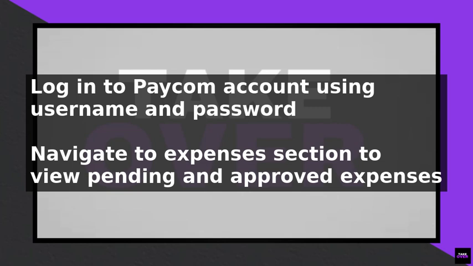Next, click on the Create Expense button to start a new expense report. Select the date and category of the expense, and enter a brief description of the purchase. Then, click on the Add Receipt button to upload your receipt.